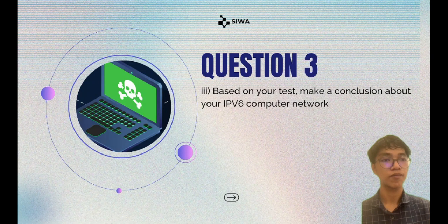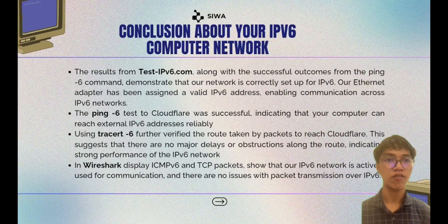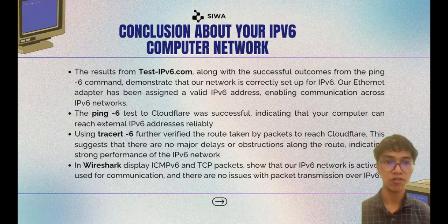Next, we have question 3, which is: based on your test, make a conclusion about your IPv6 computer network. We have the result from testipv6.com along with the successful outcome from the ping -6 command, demonstrating that our network is correctly set up for IPv6. Our Ethernet adapter has been assigned a valid IPv6 address, enabling communication across IPv6 networks. Next, the ping -6 test to Cloudflare was successful, indicating that your computer can reach external IPv6 addresses reliably.